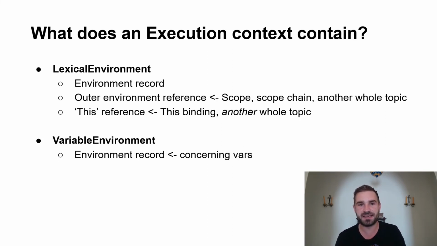The next bit is this reference. And again, as I said earlier, these are just too big topics to cover, because this binding is not like a set thing. It depends on how you call the function, and you can do it a few different ways, and this value will be different depending on how the function was called. So that's again another video. Great, so it's a lot of videos to make, right? Okay, so let's look further into the environment record.